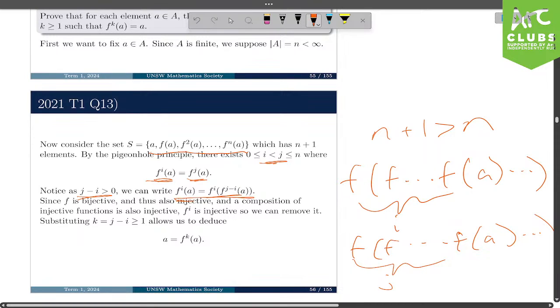And now we're going to use the property of injectivity that Rashid covered, which is that, firstly, f to the i is also injective because a composition of injective functions is injective. And secondly, if we have f to the a equals f to the b for injective functions, then we can simply state a equals b. And so when we remove f to the i, we simply end up with this result, where k is equal to j minus i. And again, we note j minus i is a positive number. And we're done with the question.